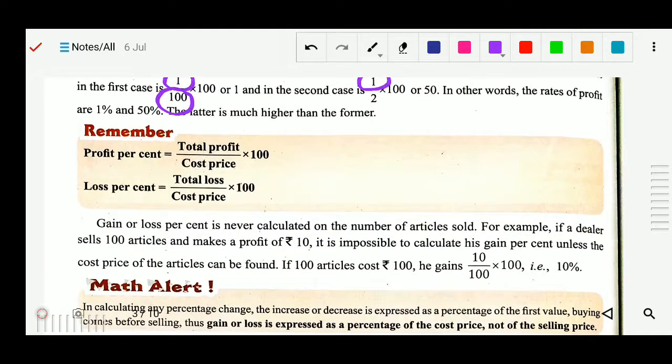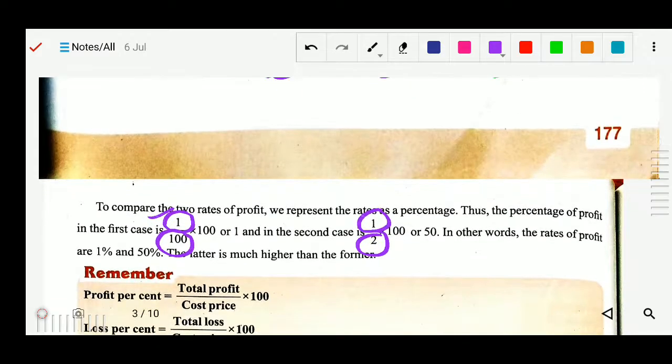I write here 2 because we know that in percentage, this profit percent or loss percent is always calculated on the cost price only, and multiplied by 100. Okay, so you can see the result. This will cancel, so what you will get? Only 1, and you will divide it, you will get 50.